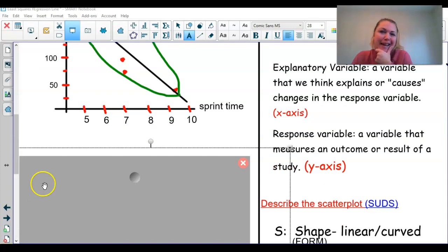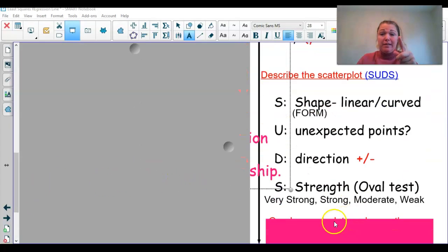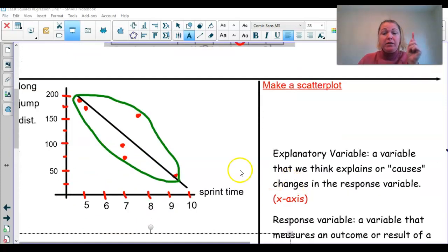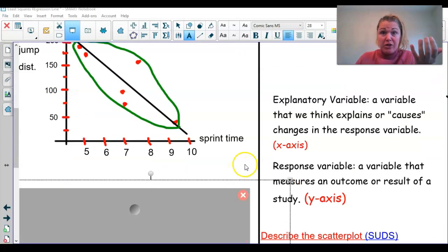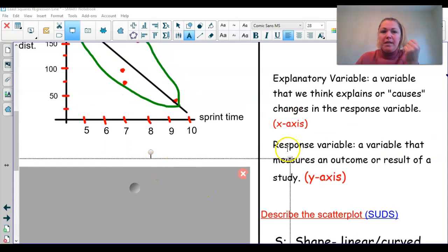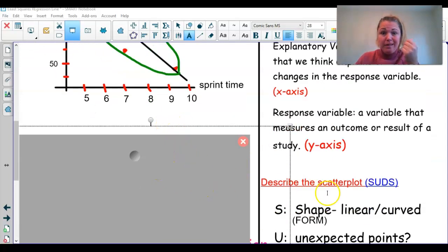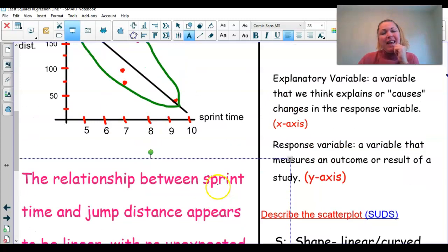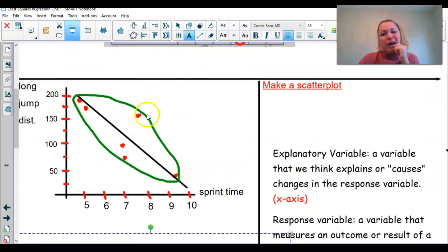As I was saying, we need to use SUDS to describe the relationship. We need to do that whenever you're asked to describe the relationship, or what type of relationship it is. I am looking for those 4 things in context. So what would I say, look for on a test? The relationship between sprint time and jump distance appears to be linear. I like the word appears, to be honest. I should have said that. And I went ahead and said, this isn't too unexpected.